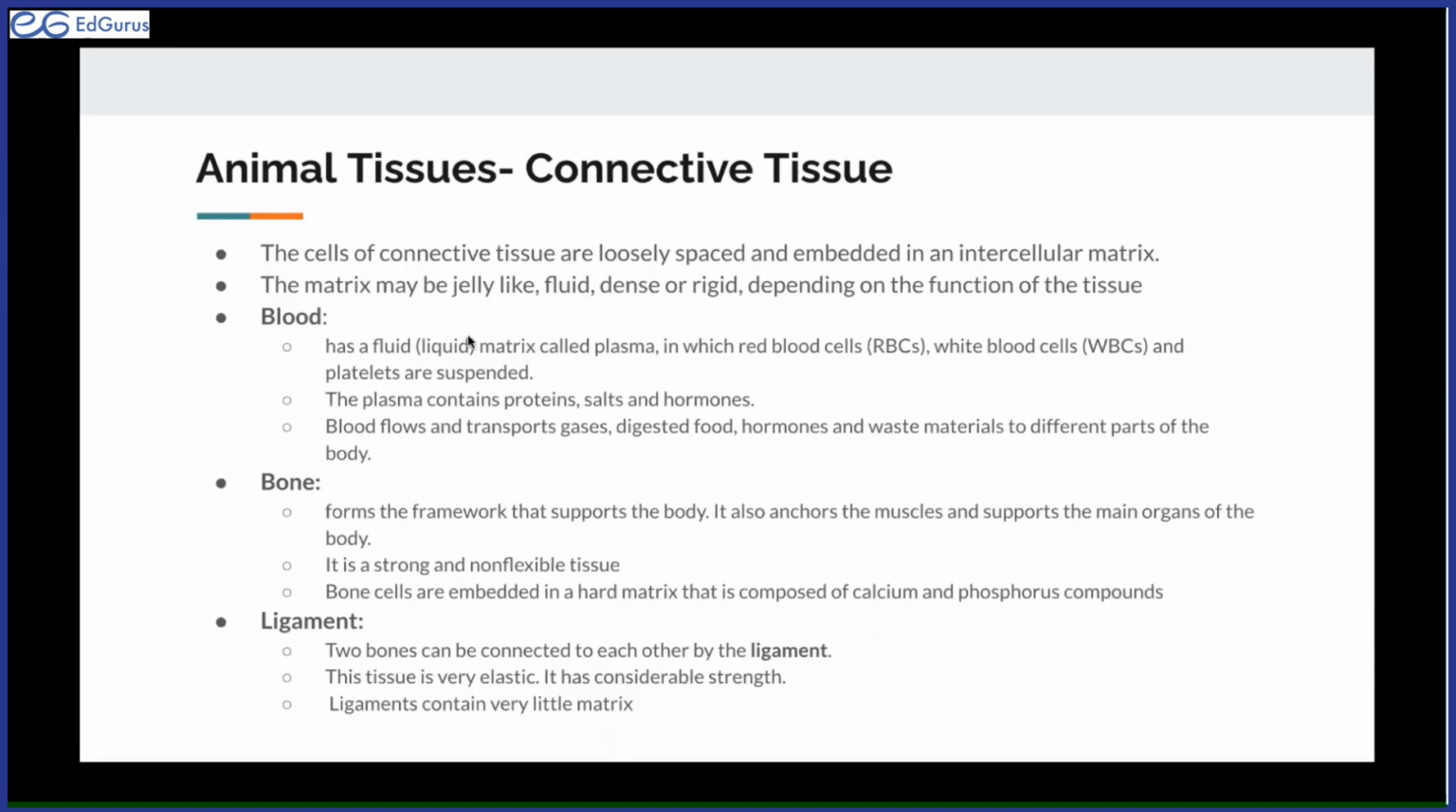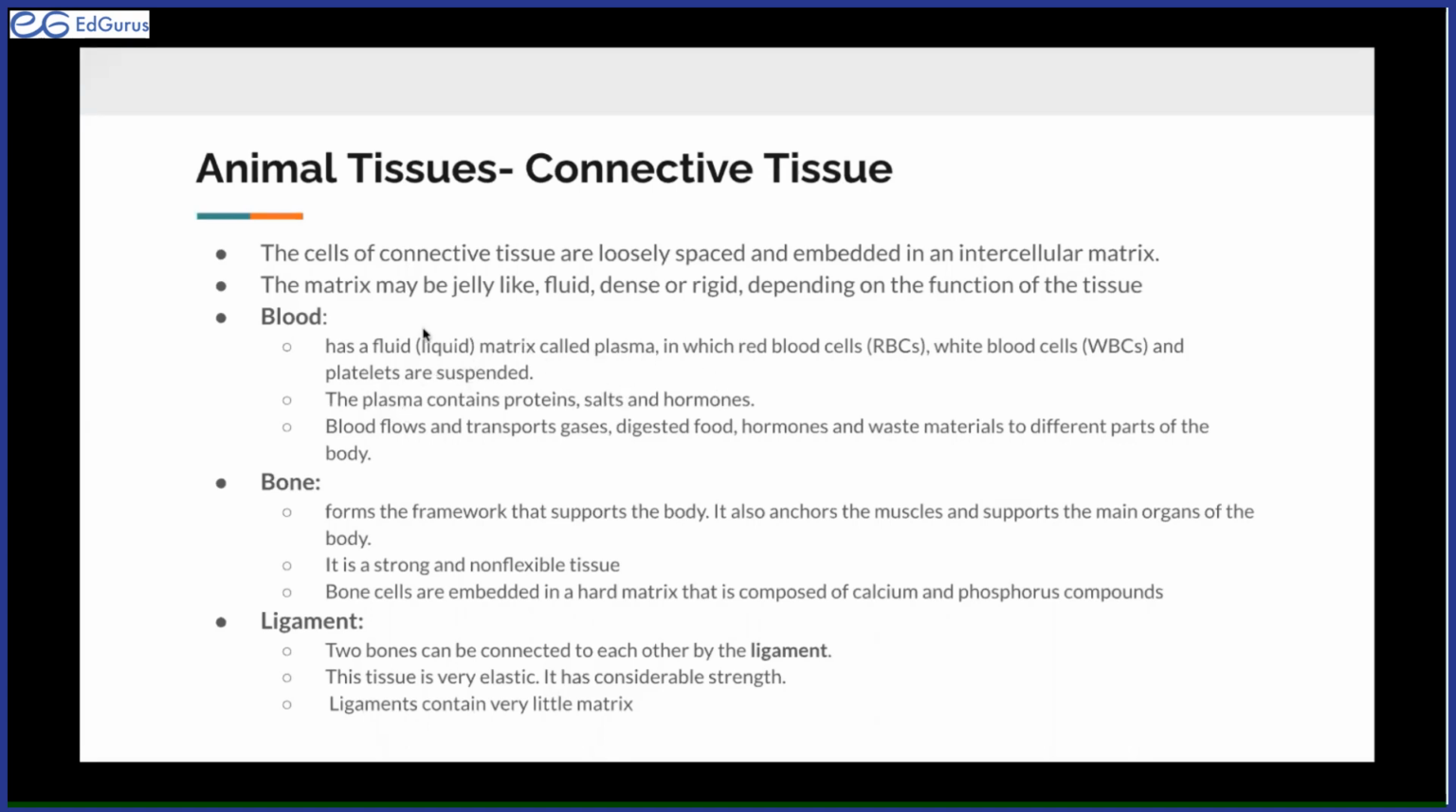And now again, matrix means the glue that binds the cells together to form the tissue. So in blood, this glue is in the form of a liquid, and it is called plasma. So in this plasma, we have RBCs, that is red blood cells, we have WBCs or white blood cells, and we have platelets. So this line is just describing the plasma. The plasma is the liquid matrix that the cells of the blood are embedded in, and the plasma contains RBCs, WBCs, and platelets. Okay? The plasma also contains proteins, salts, and hormones.